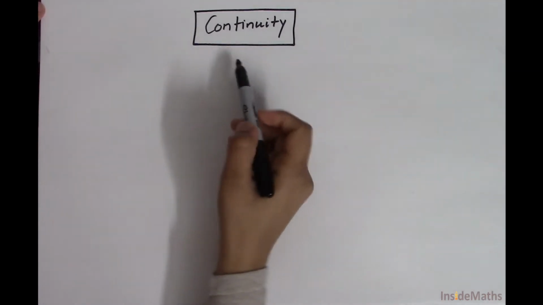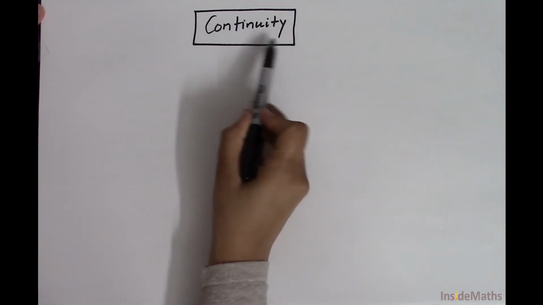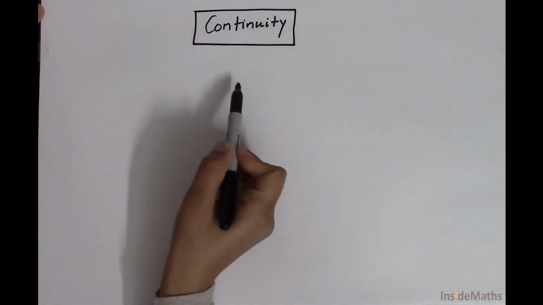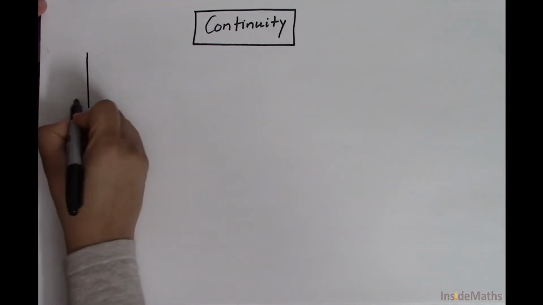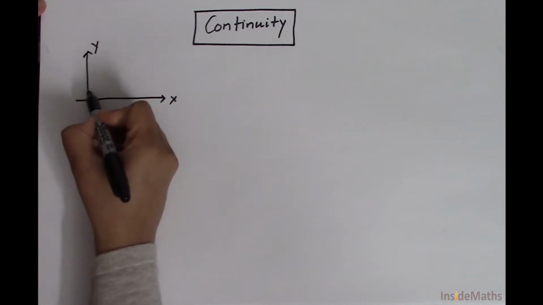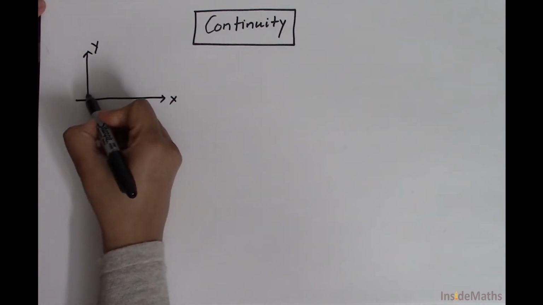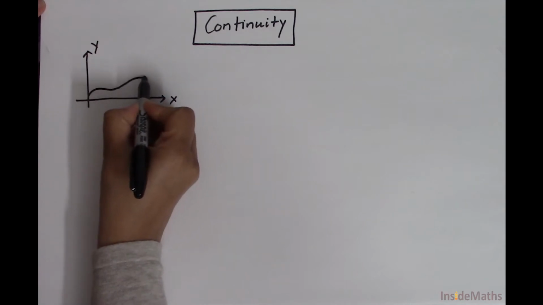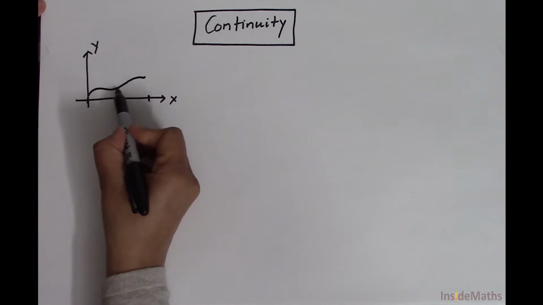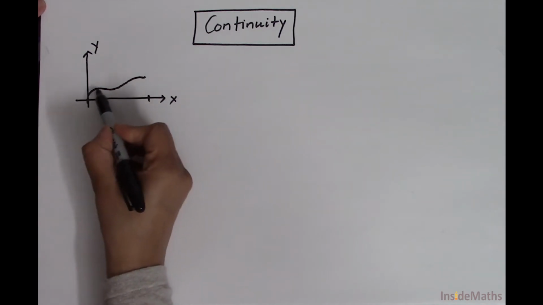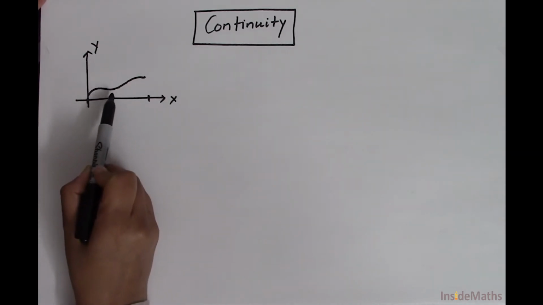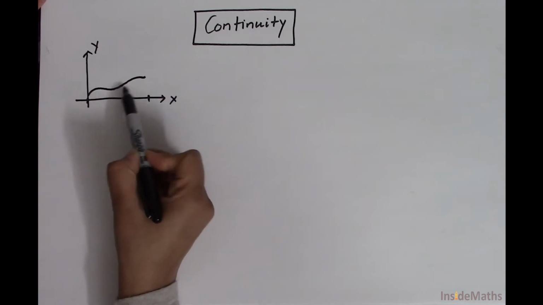In this video, I'll talk about the continuity of a function. The name itself gives us the idea that the curve of the function should be continuous. That is, if I try to draw the graph and if I'm able to draw the curve without picking up the pen in some particular domain, then that function will be continuous. That is, there are no holes, breaks or jumps in this curve.